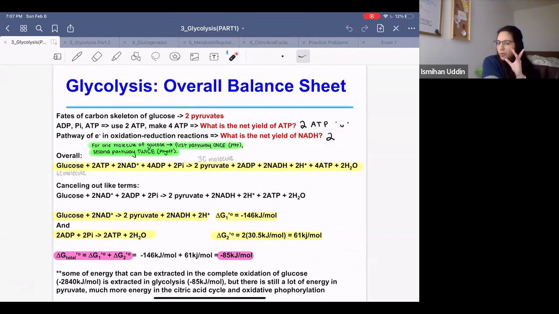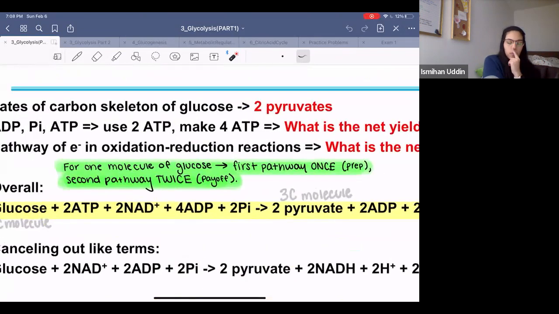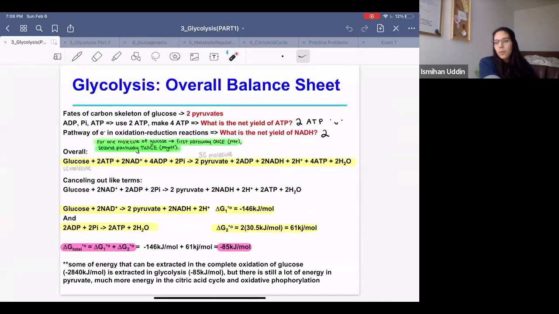Why 2 NADH? Because we only saw 1. For 1 molecule of glucose, the first pathway happens once. And remember, with that whole GAP and DHAP situation that we created, that's 2 molecules, so we had a 6-carbon molecule, glucose. We made it into GAP and DHAP, which are both 3 carbons. Now each of them goes through the payoff phase. So the payoff phase happens twice for 1 molecule of glucose. So we ended up using 2 ATP, making 4 ATP, and making 2 NADH. But the net is 2 ATP because 4 minus 2, 2 NADH and 2 pyruvates.